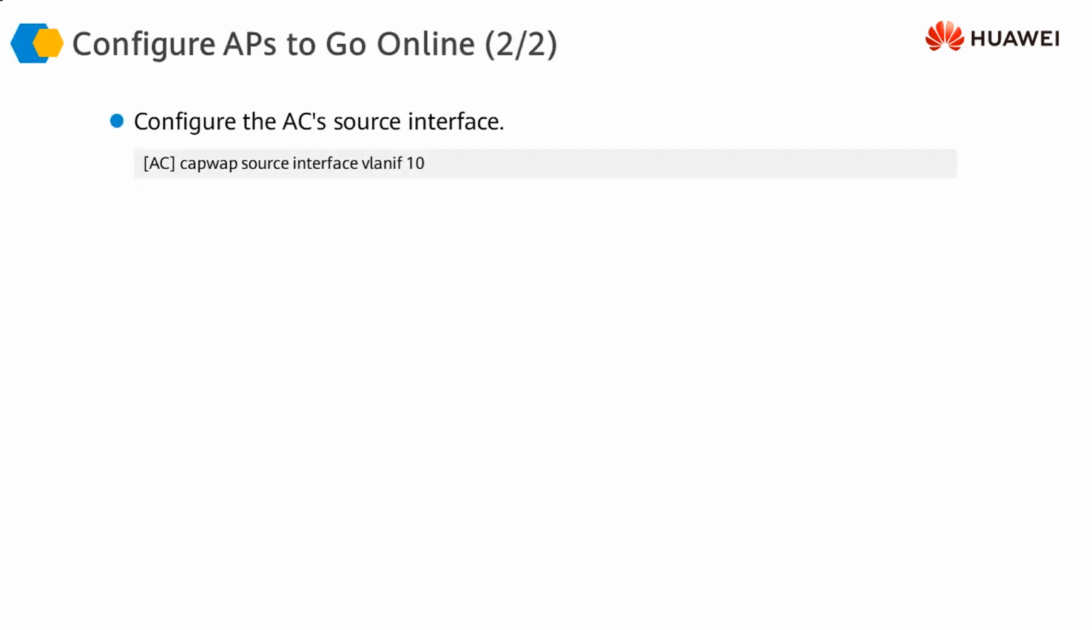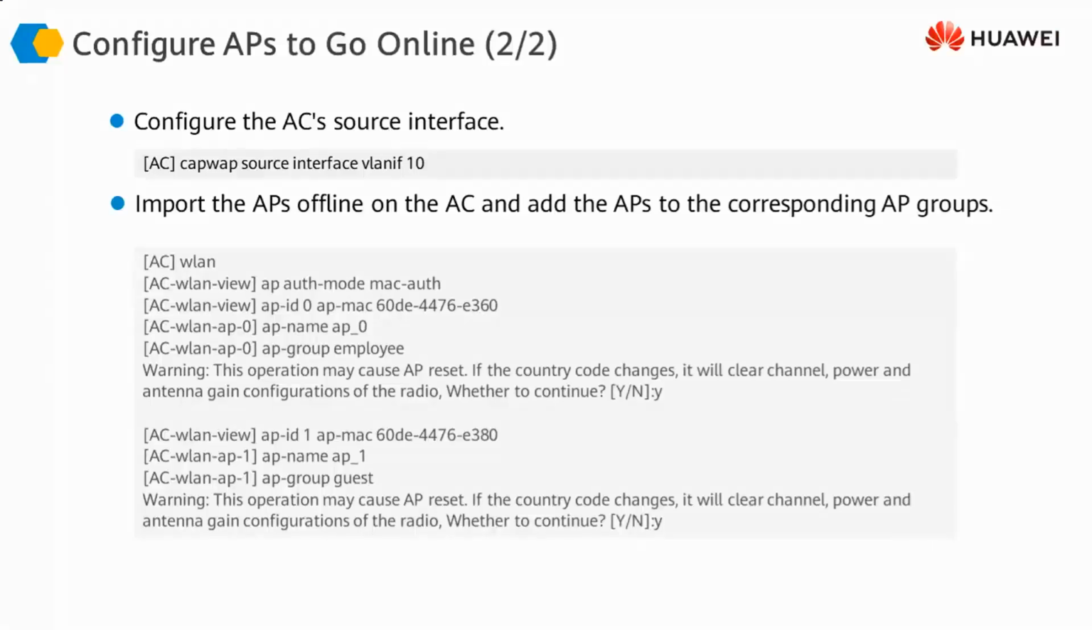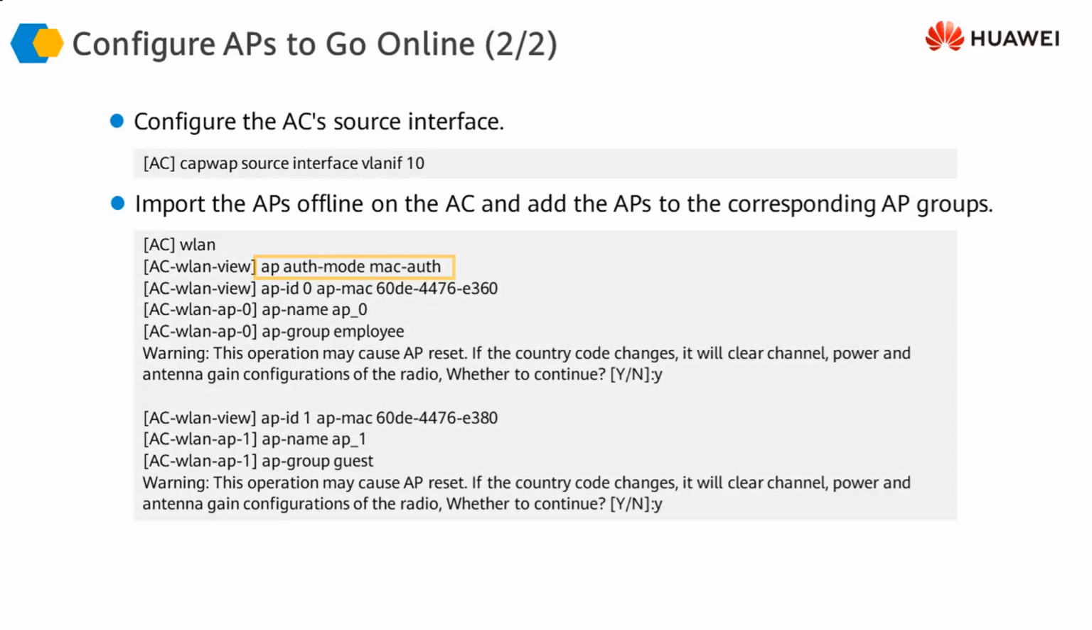Then we configure the CAPWAP source, or the communication between the APs and the access controller. The wireless interface 10 is going to be used as the interface for this communication. Then we associate the APs to these groups. So you can see that we are associating AP0 to the group employee, and we are associating AP1 to the group guest. This is basic wireless configuration. Even if you're not using portal authentication, you still need to do this configuration for allowing wireless access to the users using the access controller.